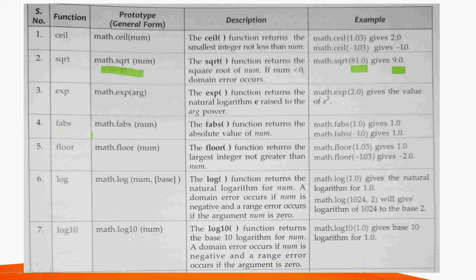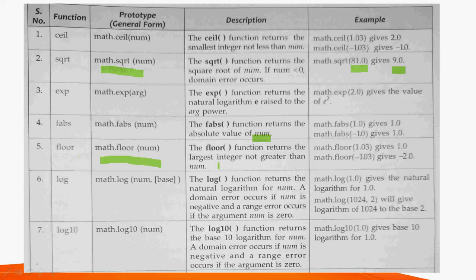Fabs. Math.fabs(num) will return the absolute value of num. That is, math.fabs(1.0) will be 1.0, which is positive, and math.fabs(-1.0) will be 1.0. So this is a modulo operation, the absolute value.